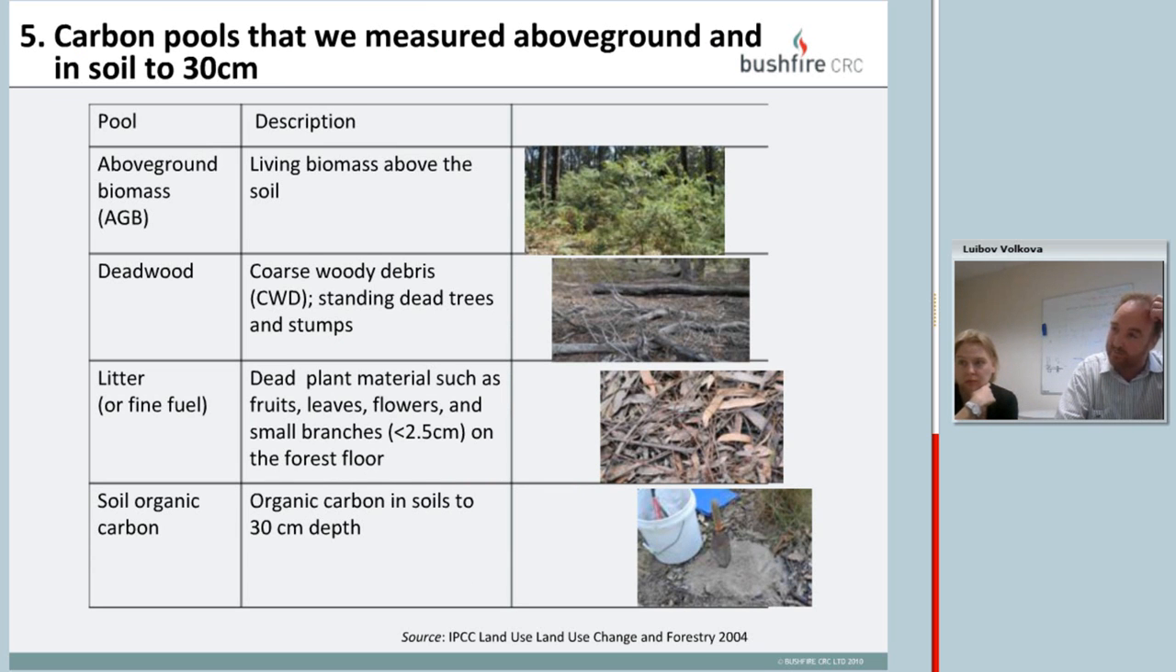We measured carbon pools according to the IPCC land use change and forestry methodology, so that we apportioned carbon amongst the above ground biomass pool. We measured it in the deadwood pool, which includes coarse woody debris as well as standing dead trees and stumps. A very important fraction that's impacted by fire is the litter, also synonymous with fine fuel. And we measured carbon to 30 centimetres soil depth.